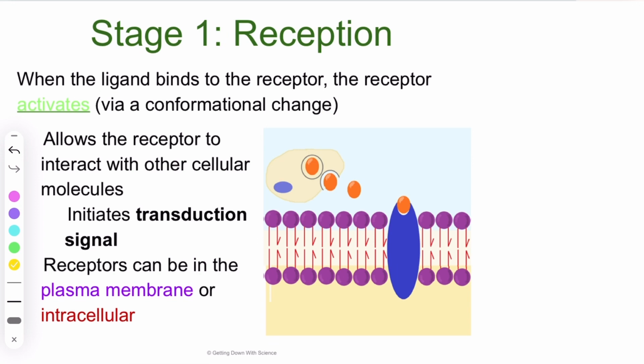Receptors can be in the plasma membrane or intracellular. So it can either be within the plasma membrane like this one is, or it can be on the inside of the cell, where the ligand actually has to enter the cell in order to have reception.